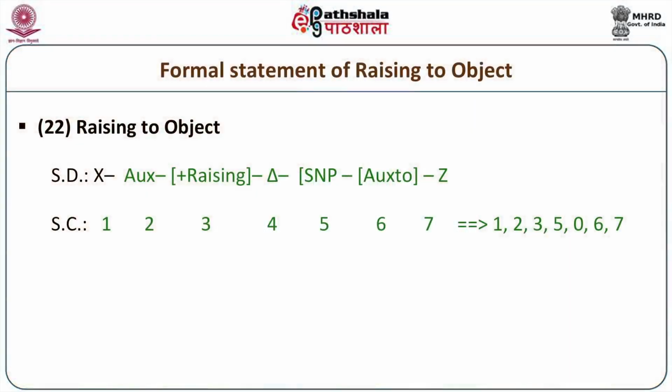We can now perform a formal statement for raising to object. We provide it at 22. We need 7 factors here. Auxiliary is the second factor, preceded by a variable, followed by the raising trigger, and then your delta appears.